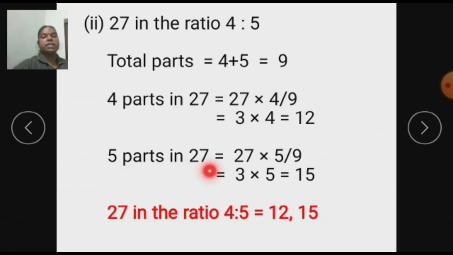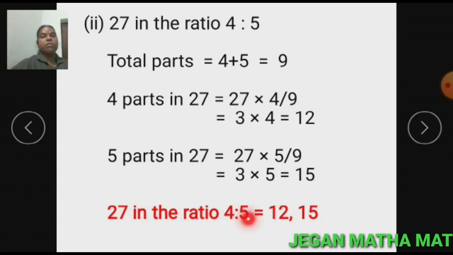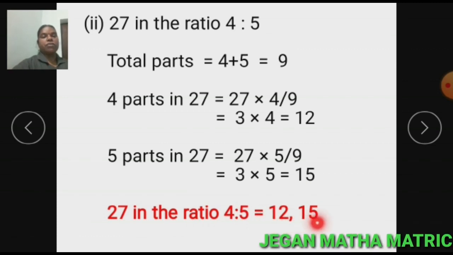5 parts in 27 equal to 27 into 5 by 9. 27 is divided by 9, we get 3. 3 into 5 equal to 15. 5 parts in 27 equal to 15. So 27 is divided in the ratio 4:5 equal to 12, 15.